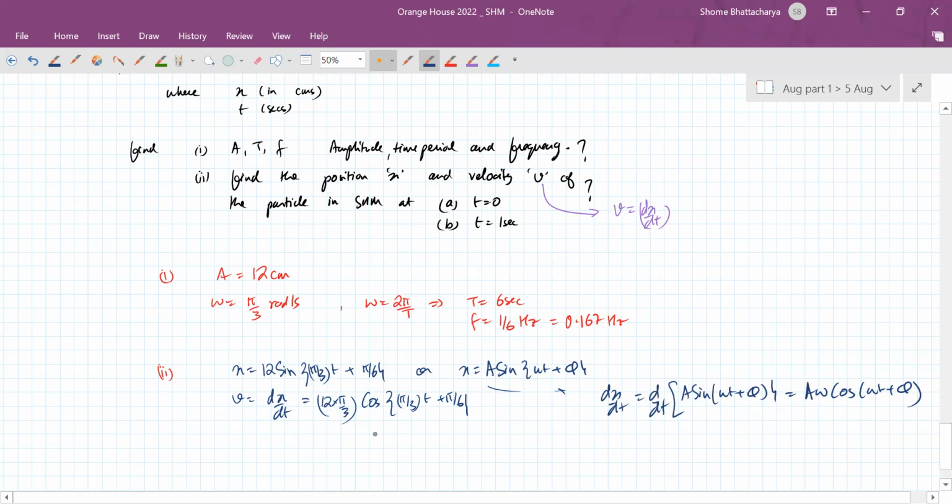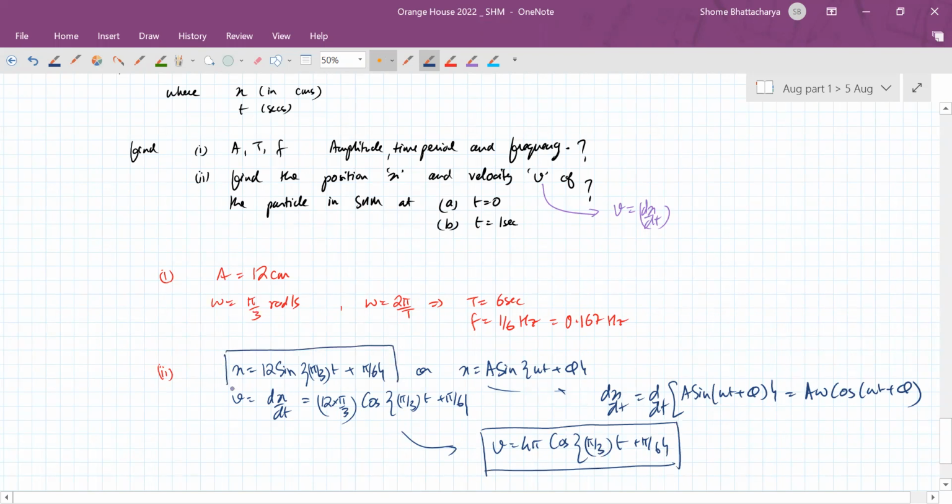okay. So v is 4 pi cos pi by 3 t plus pi by 6 in general. Okay. So this is velocity as a function of time. This is position as a function of time. Now we'll use both of these.